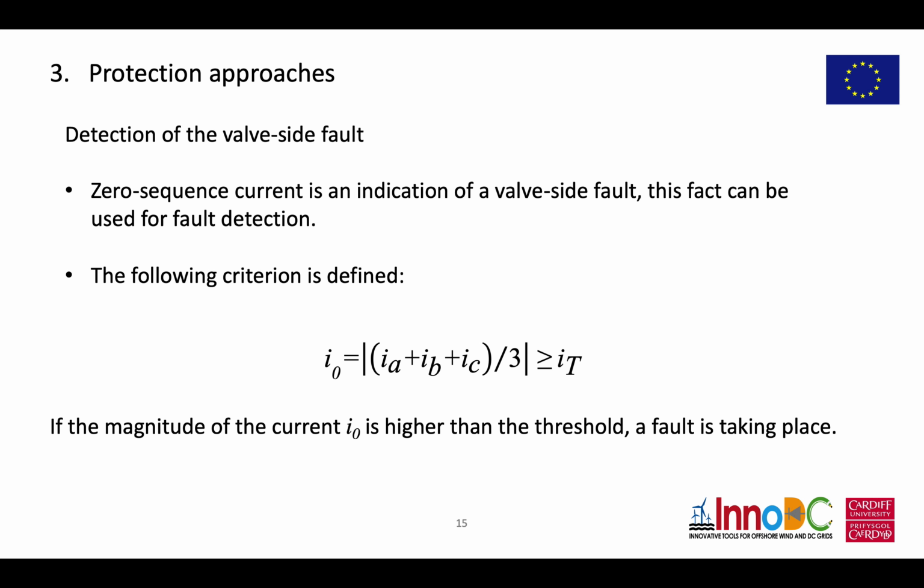We proposed a method which is we use zero sequence current to detect the valve side fault, because if a fault happens at the grid side, there will be no zero sequence current flowing from the converter. So we can use the zero sequence current to detect the valve side fault. It means if the magnitude of the zero sequence current is higher than a threshold, we consider a fault happened at the valve side.